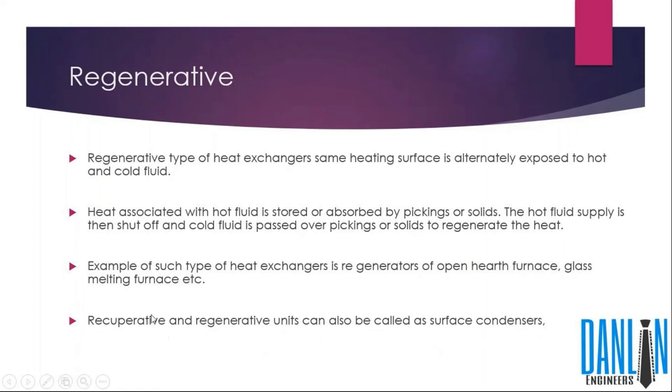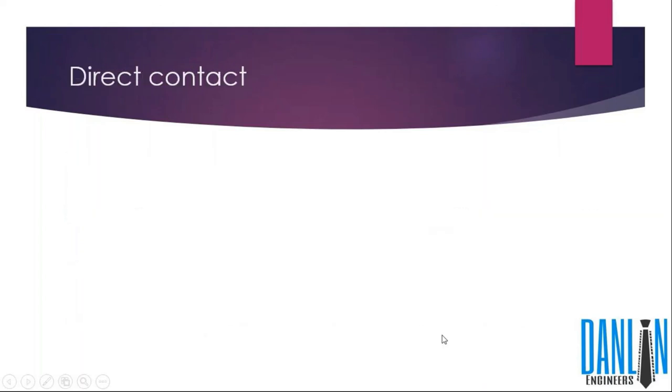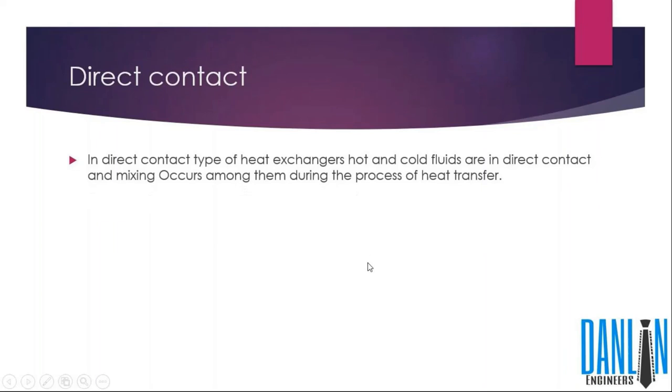So these both types we sometimes call a surface condenser. For a condenser, if any vessels are coming, these exchangers will be considered; these methods we can tell based on the operations. And then the third method we can tell is the direct contact.